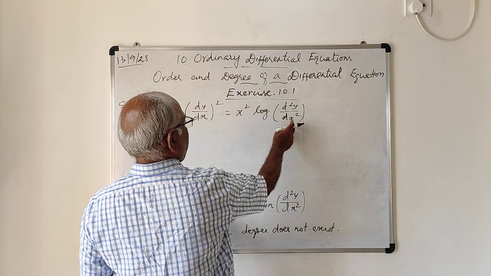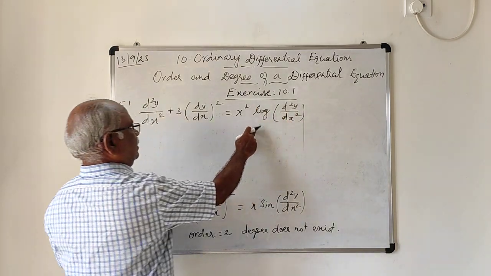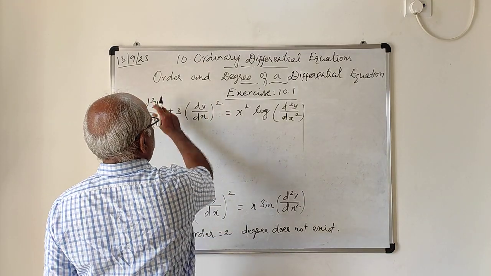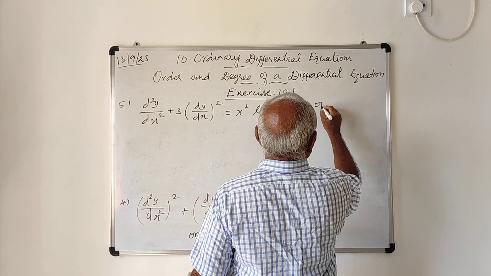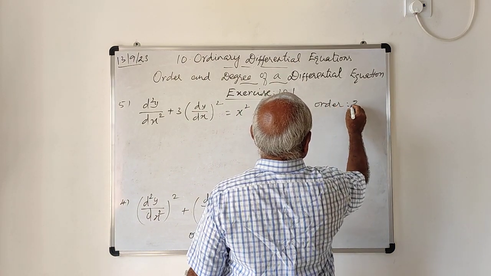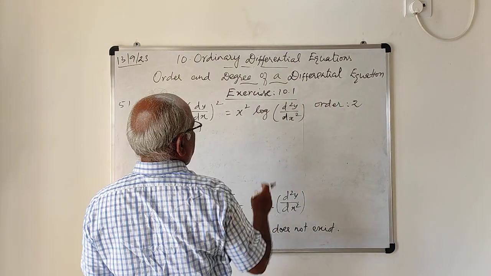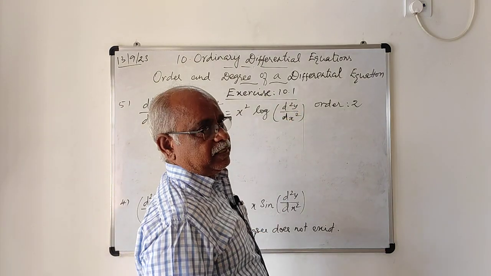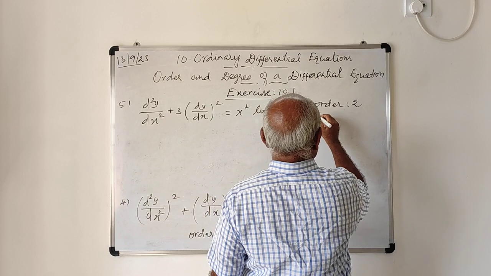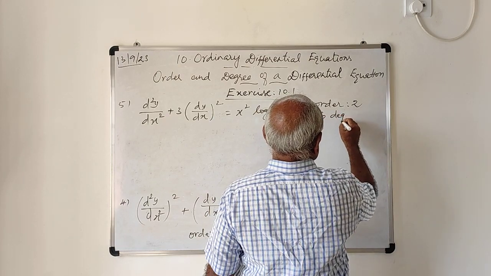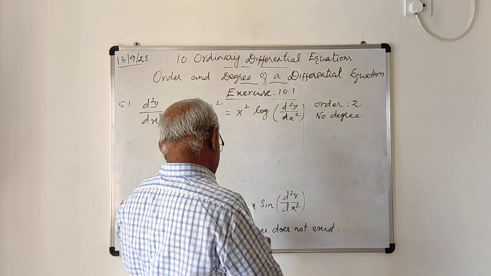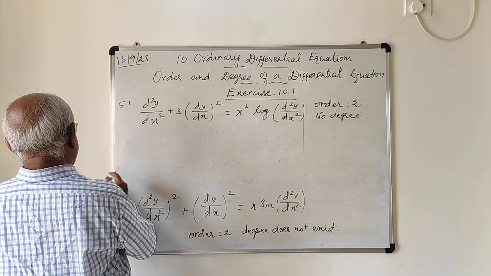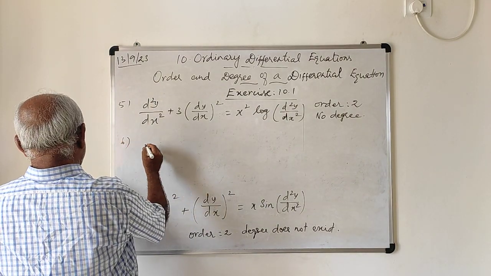Here also d square y by dx square cannot be separated from the log function, therefore no degree. Order is 2. For this problem, order is 2. But the highest order derivative is within the log function and cannot be separated, therefore no degree. This is all about the problem. Okay, and one more example. Find the order and degree of the problem.